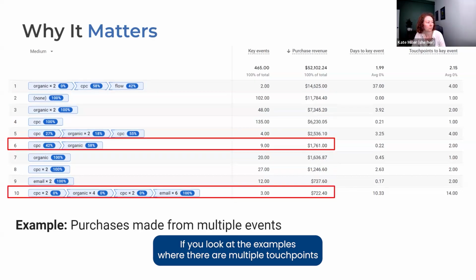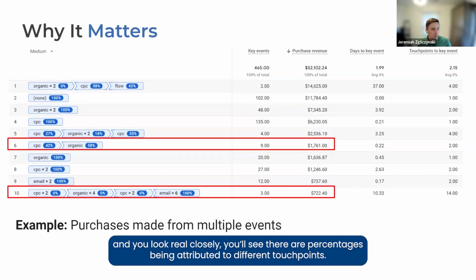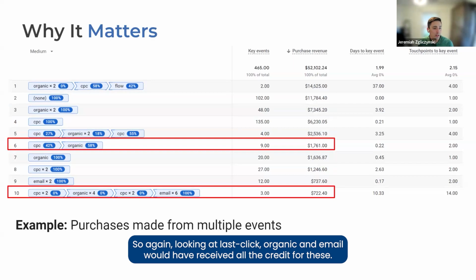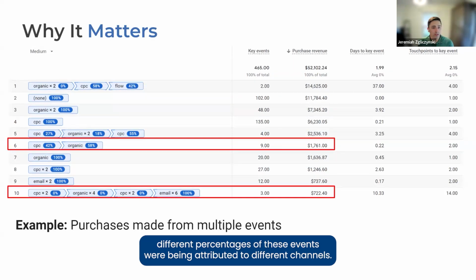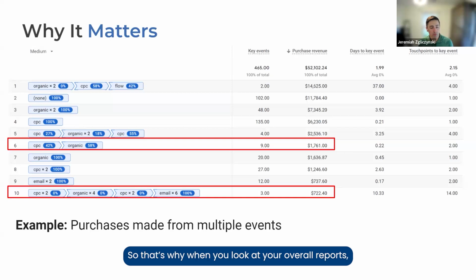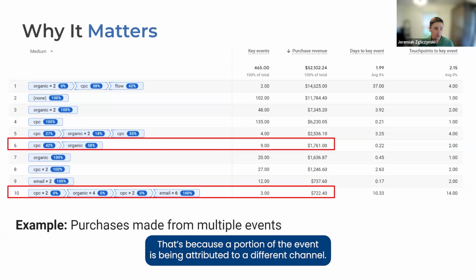If you look at the examples where there are multiple touch points and you look real closely, you'll see there are percentages being attributed to different touch points. So again, looking at last click, organic and email would have received all the credit for these. However, looking at data-driven, we can extrapolate that different percentages of these events were being attributed to different channels. That's why when you look at your overall reports, you'll see a fraction of a conversion, 0.2, 0.3, 0.4, etc. That's because a portion of the event is being attributed to a different channel.